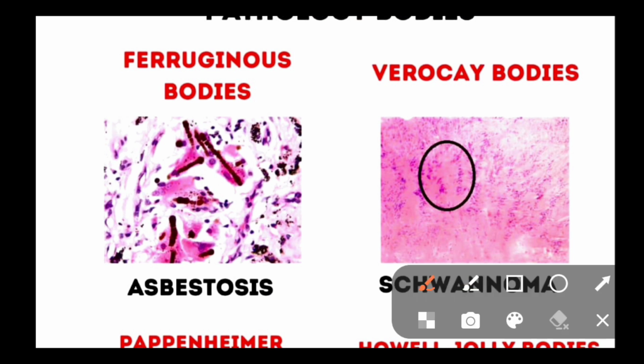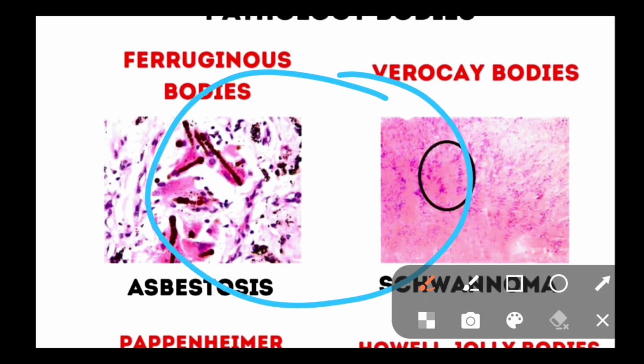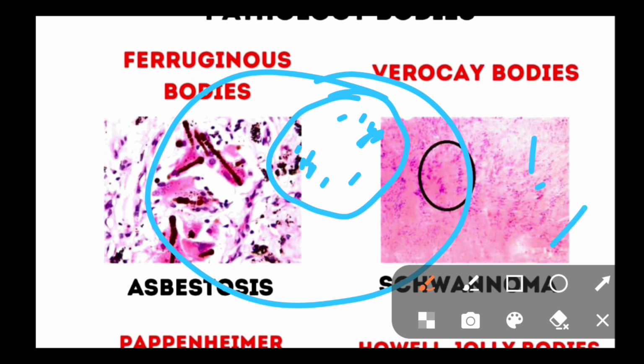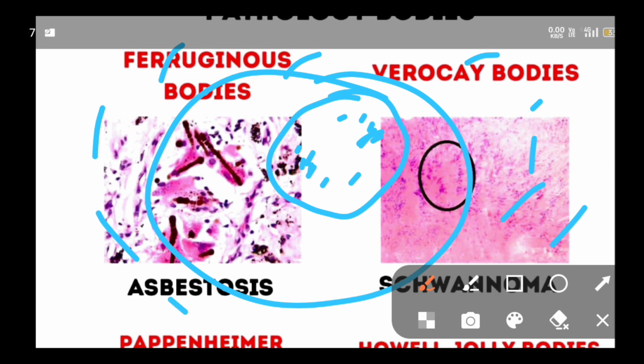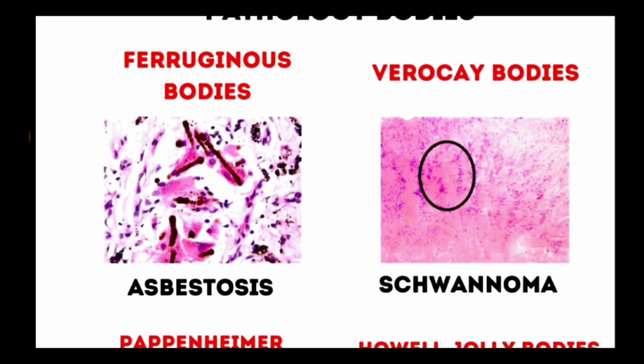Let me show. This is a nerve bundle fiber, and they will be arranged in a cluster like a palisade arrangement, and this one will be a Verocay body. These are Antoni A pattern. Antoni A pattern means these are compact cellularity, not loose cellularity. Loose cellularity will be in the surrounding. The surrounding will be Antoni B pattern. Okay. And Verocay body is one of the most frequently asked 3-mark questions.